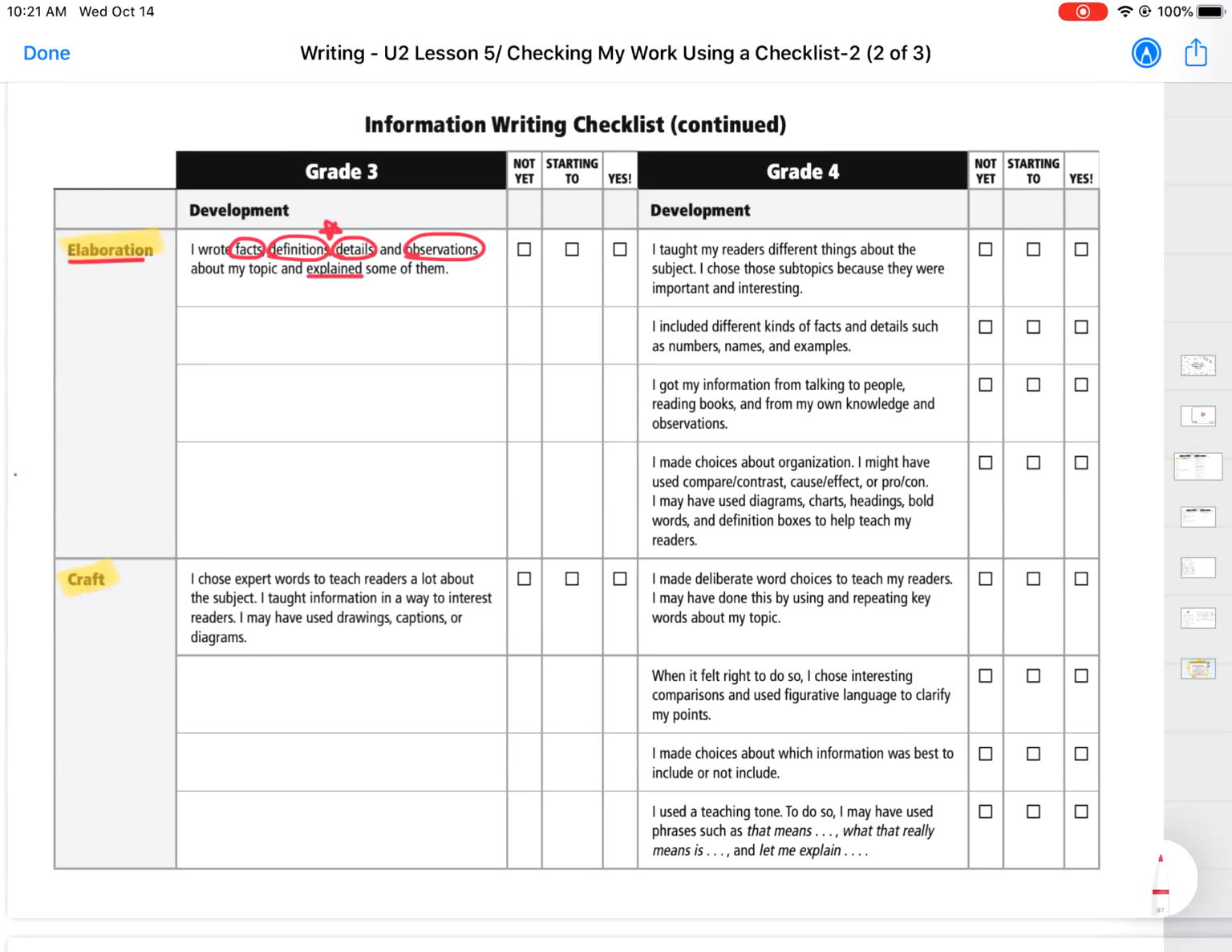And the next point is craft. Let's look at the definition. I chose expert words to teach readers a lot about the subject. I taught information in a way to interest readers. I may have used drawings, captions, or diagrams. So let's take a look at your writing and see if you have included any drawings, captions, or diagrams.